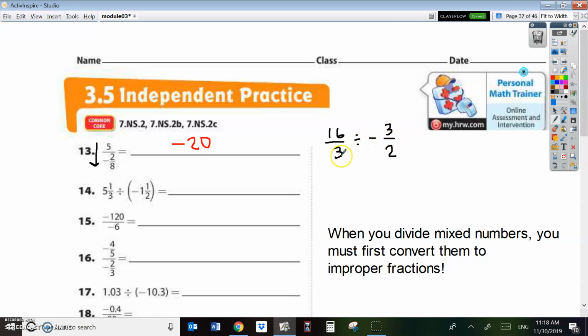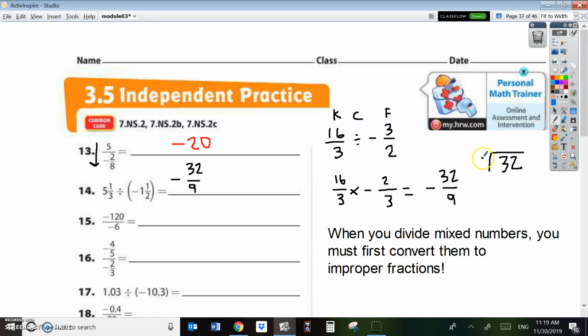Okay, so you might see that and say, oh, cross-cancel the 3's. But don't do that, because you need to keep, change, flip. 16 over 3 doesn't change. Change division to multiplication. That negative, and that's going to be 2 over 3 now. 16 and 3, they won't cross-cancel. 2 and 3, they won't cross-cancel. So you're going to have negative 32 over 9. Or you could simplify that: 32 divided by 9 is going to be 3, 27, subtract, you get 5, so it would be 3 and 5/9.